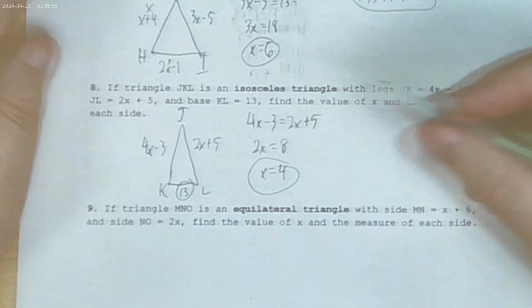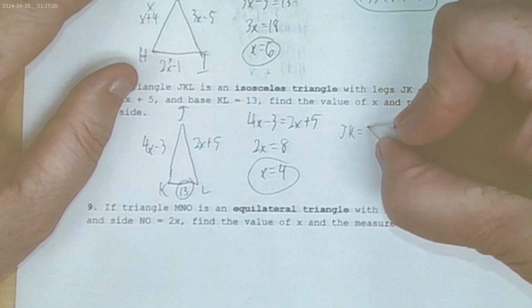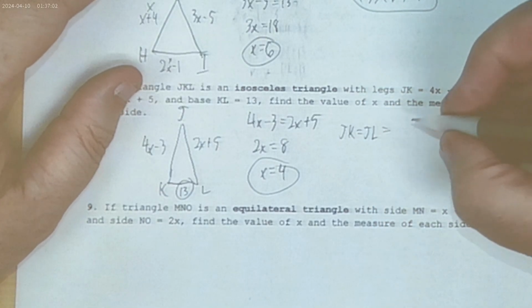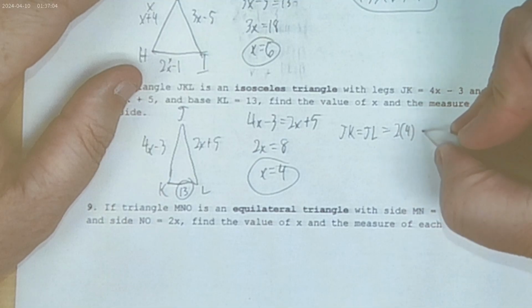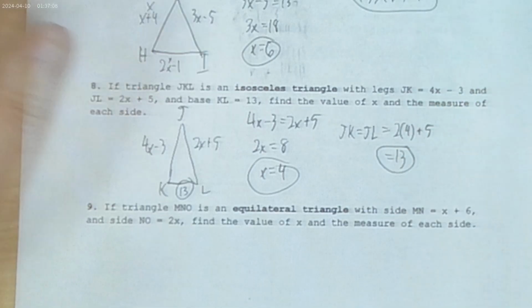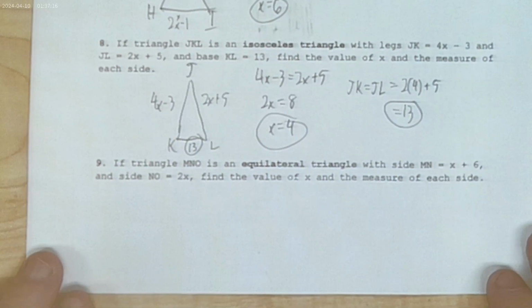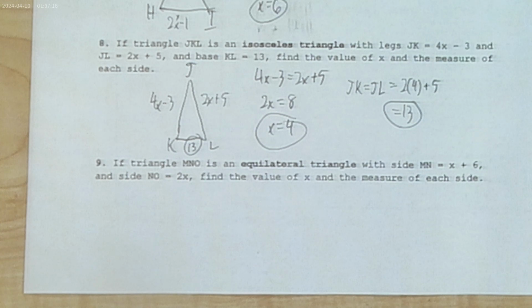So I found the value of x, and then I'm just going to say JK equals JL equals 2 times 4 plus 5. That's 8 plus 5 equals 13, and there we go. If you have it set up correctly, the math should really just fall into place without a great deal of trouble or worry.